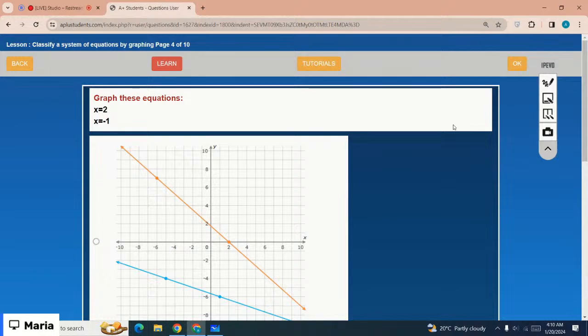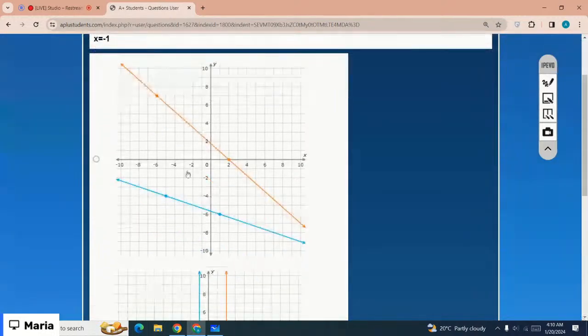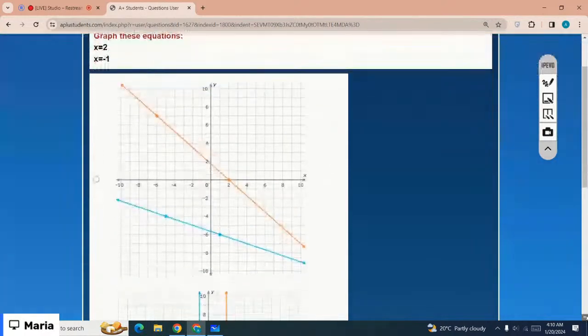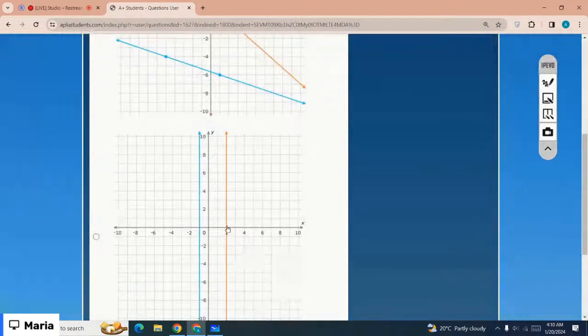Graph these equations: x equals 2 and x equals negative 1. So here is the graph, the first one. When you are given equations like x equals 2 and x equals negative 1, that means they must be straight vertical lines. Here is the straight line on x equals 2, and here is the straight line on x equals negative 1, right? The lines never intersect each other, so the system is inconsistent.